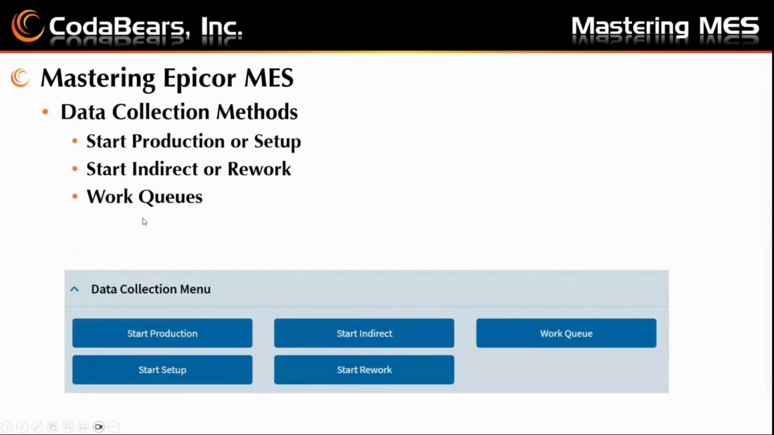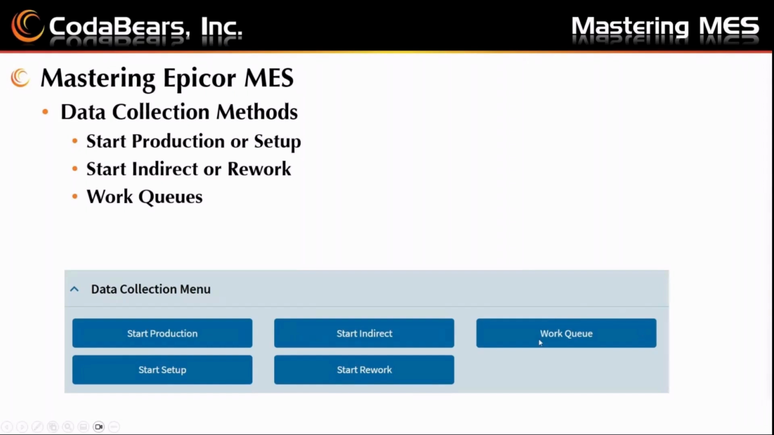So inside my data collection methods, I can start a production or I can start setup on a job. I can start indirect. I'm sweeping the floor. I'm going to an OSHA meeting. I can start rework. I turned around damaged parts. Now I've got to fix them. I can turn around and clock in on rework rather than start production and have the system record my labor hours and quantities through the rework.